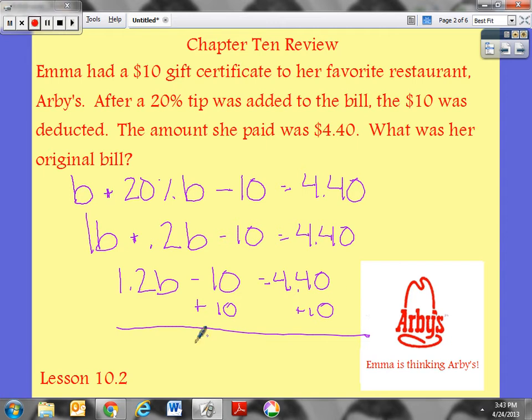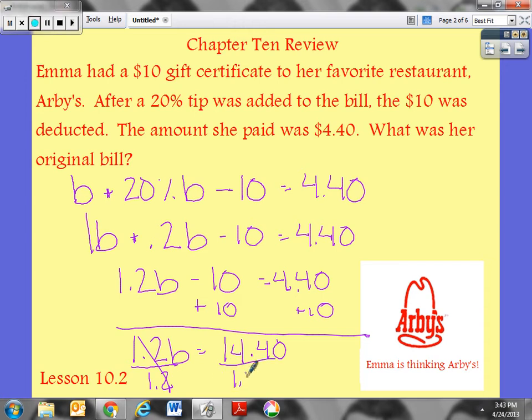Now, notice how I didn't line that decimal up, so let's make sure when I do that up. So it's 1 and 2/10 times B is equal to, now if I add that 10, that's really the 40 cents stays the same. 10 plus 4 is 14, so I have $14.40. Now I need to solve for 1B, not 1 and 2/10, so I'll divide both sides by 1 and 2/10.